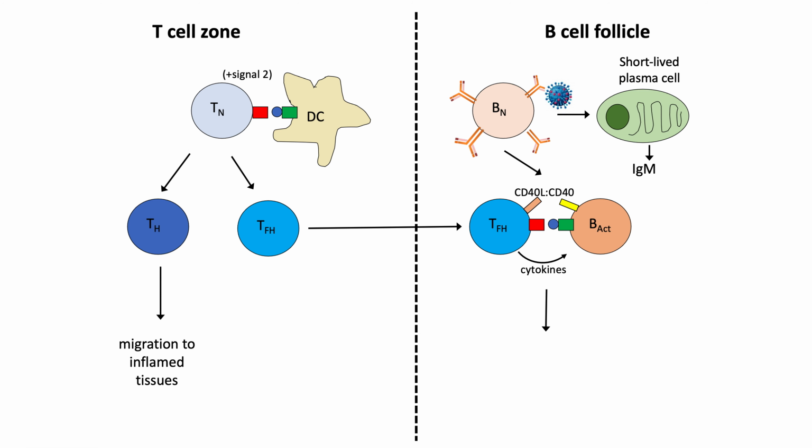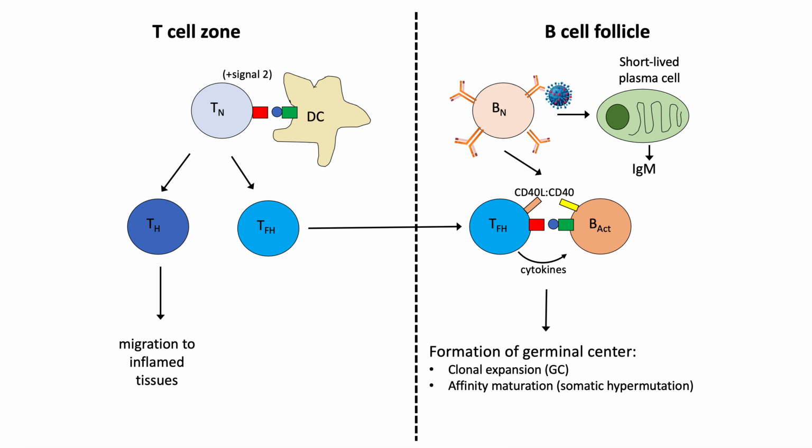So all of this together induces the formation of a germinal center, which is characterized by clonal expansion, affinity maturation due to somatic hypermutation, isotype class switching, the formation of long-lived plasma cells, and the formation of memory B cells.